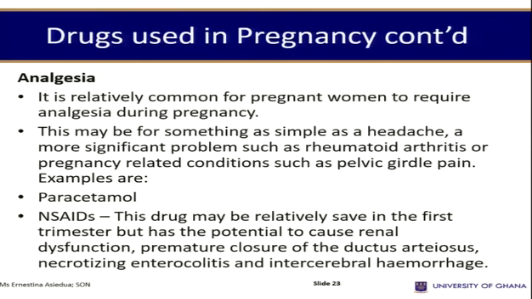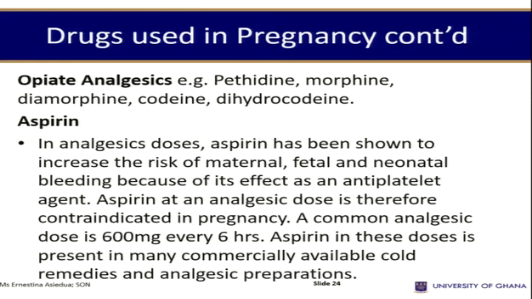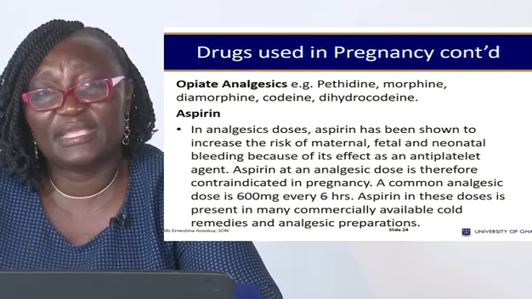We have analgesics. We know the commonly used analgesics in pregnancy. It is safer to go on paracetamol for a start unless otherwise indicated. It's advisable that any medication apart from paracetamol should be prescribed by an obstetrician. We have the opiate analgesics like pethidine and morphine. They are also commonly used in pregnancy and around the time of delivery for pain.